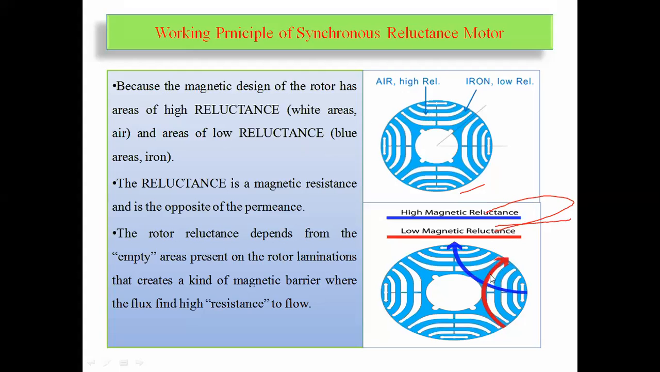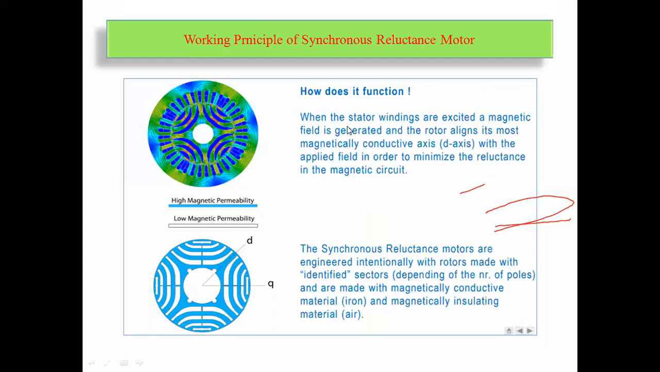Okay, now I have shown the high magnetic reluctance and low magnetic reluctance. Because of the difference in reluctance, for the blue color the reluctance is very low, and for white color the reluctance is very high. So because of the difference between the reluctances, the torque is exerted. This figure shows high magnetic reluctance versus low magnetic reluctance. The red color indicates low magnetic reluctance, that means the blue color, and the white color has a high magnetic reluctance.